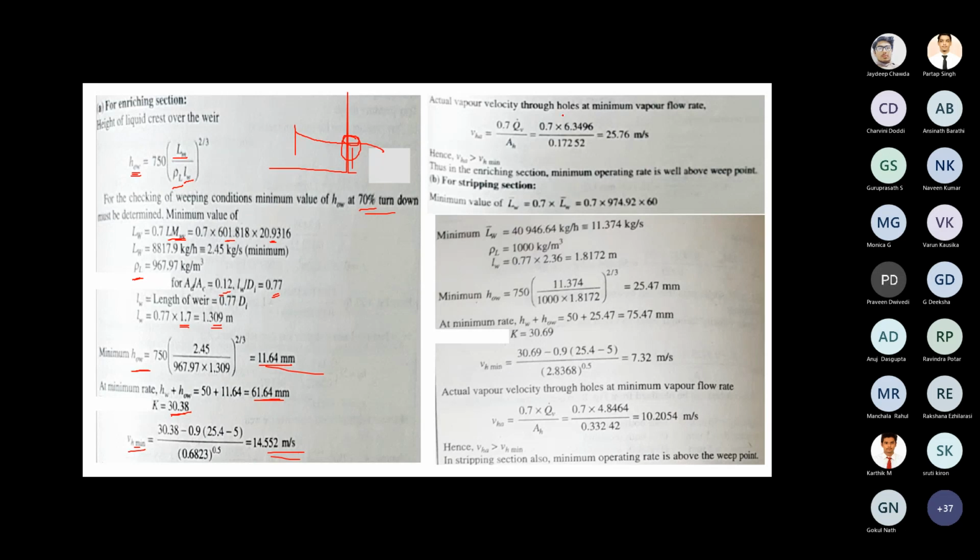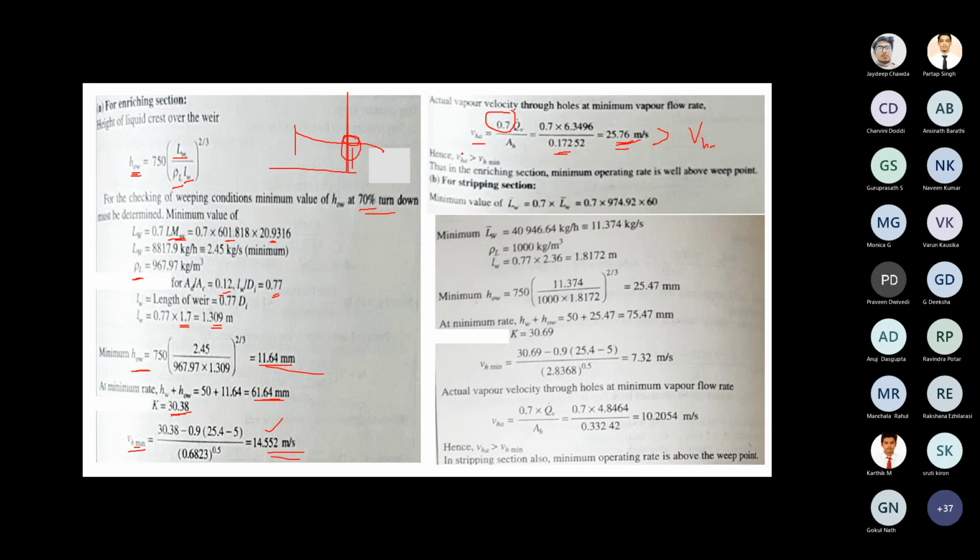So the actual vapor velocity through the holes you have to calculate. Again, there also you have to use 0.7 turn down ratio. So this hole area is 10% of your active area. So 0.7 into QV. So this actual hole velocity is greater than your VH minimum. VH minimum is 14.6. Here you have 25.8. So your vapor velocity through the hole is higher than the minimum weeping velocity.